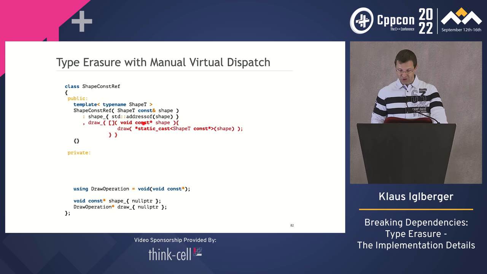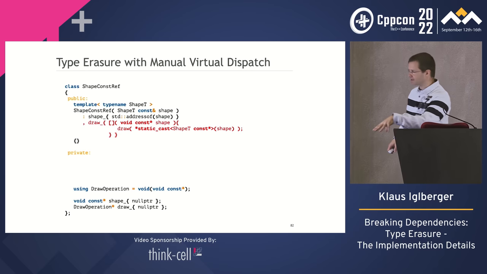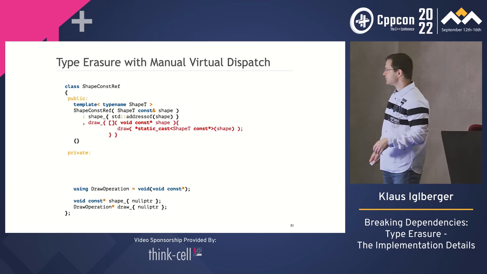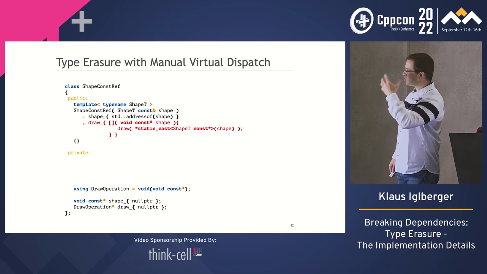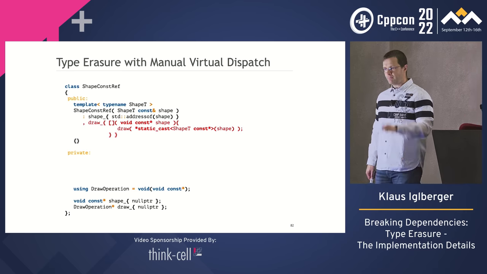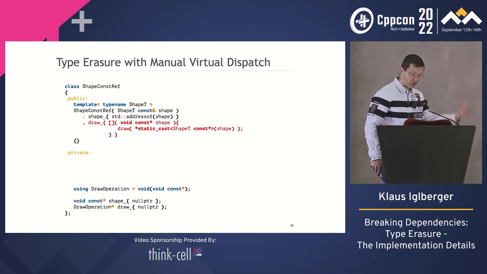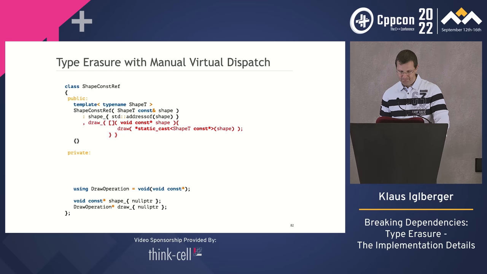I know that it's actually a ShapeT thing. And so I cast back to a ShapeT const pointer, dereference that thing, and put it into the draw function, which again is the same draw function that we've seen before. So this is the affordance that we require. This thing needs to be drawable by a free draw function. That's it. But with this draw function, we're now able to get back to the real type and do the real operation in a perfectly type-safe way.